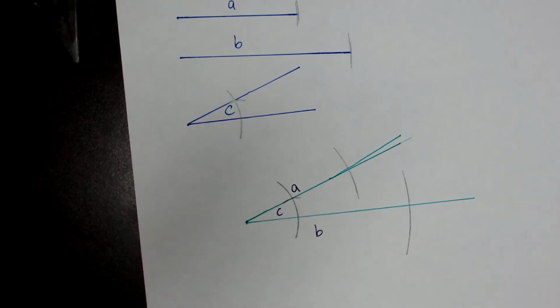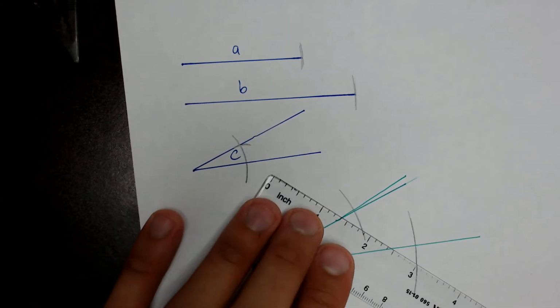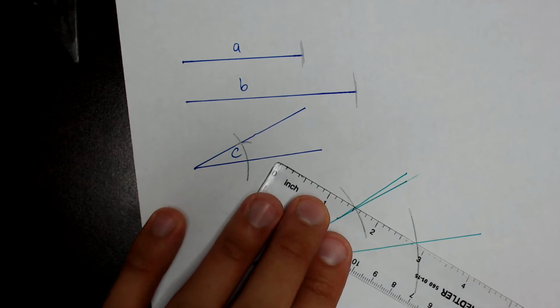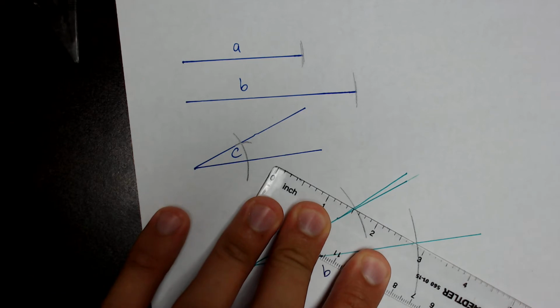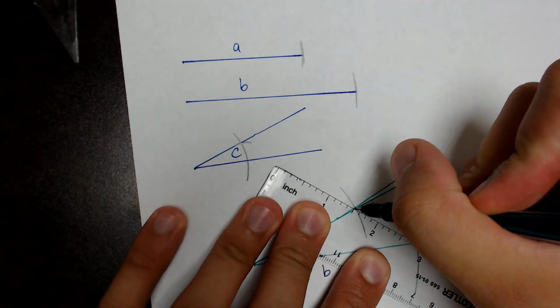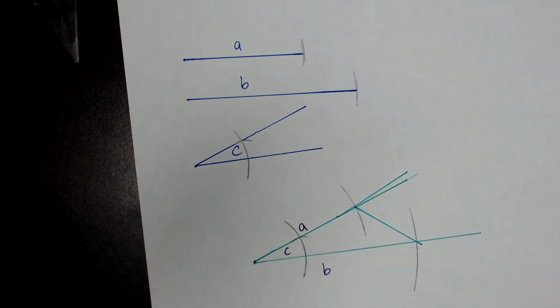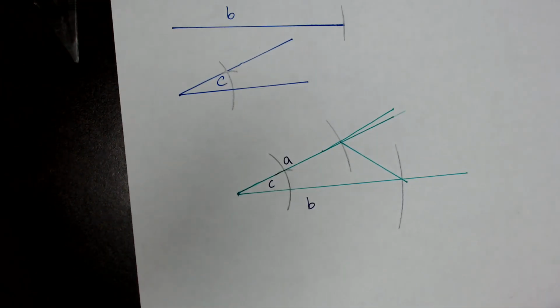The last thing I need to do is connect the end of line A with the end of line B, because there's only one line that can fulfill that, and there's only one triangle that can have these exact lines and angles. So once I connect those, I've completed my construction, and that's how you create a triangle with two given lines and one given angle.